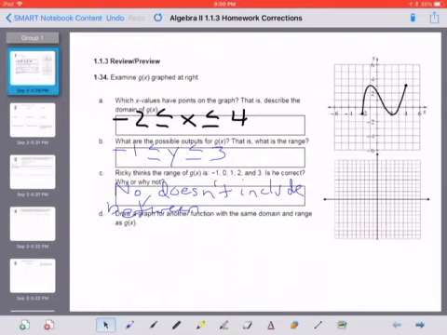And then part D says, draw a graph for another function with the same domain and range as g of x. So in order to do this, you basically just need to make sure that you go from -2, -1 to +4, 3. So I actually just went -2, -1 and put a dot. And then I went to +4, +3 and made a dot and drew a line between the two. You could have made it squiggly, you could have done a couple different things, but it was up to you.